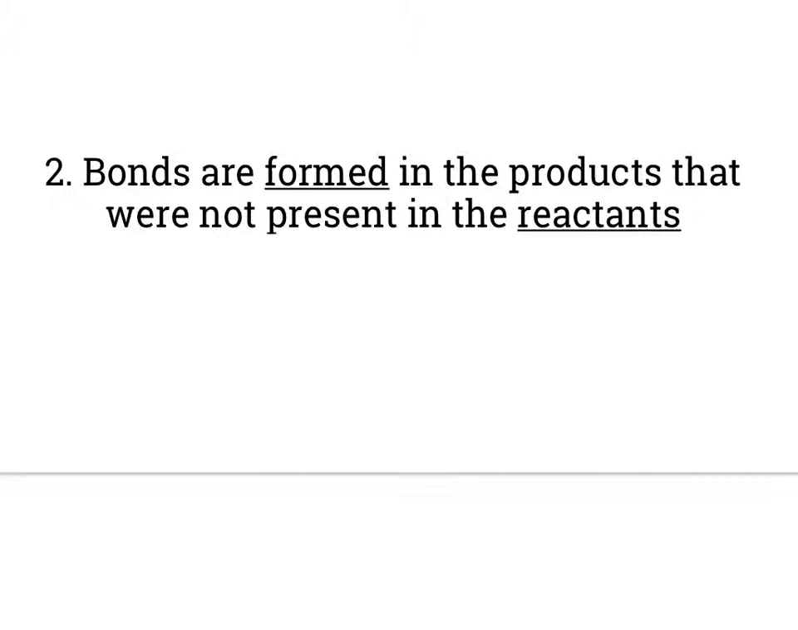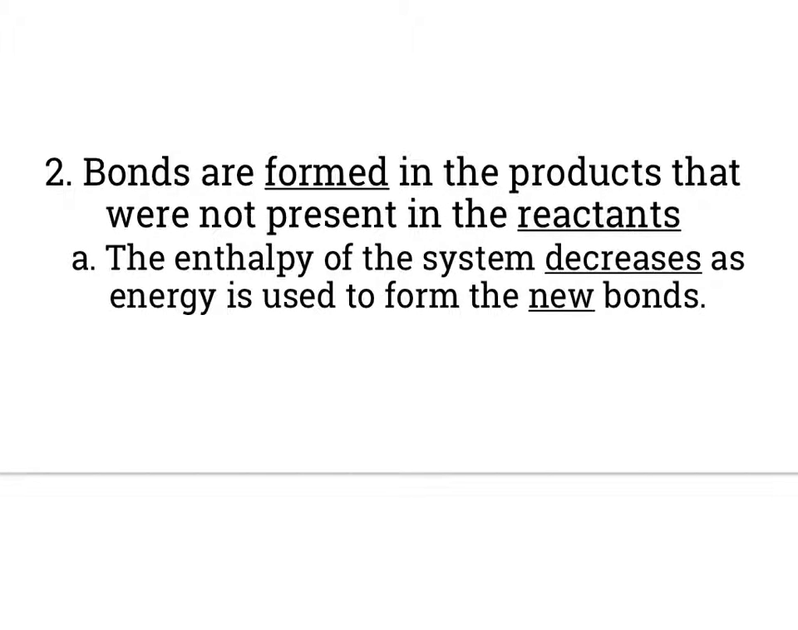Our second step, though, is bonds are formed in the products that weren't present in reactants. Basically, we break apart the reactants and then re-scramble things to form our products. The enthalpy of our system thus decreases as we use up the energy from step 1 to form these new bonds. So we release energy to break apart the reactants, and then we use up that energy to form our products.